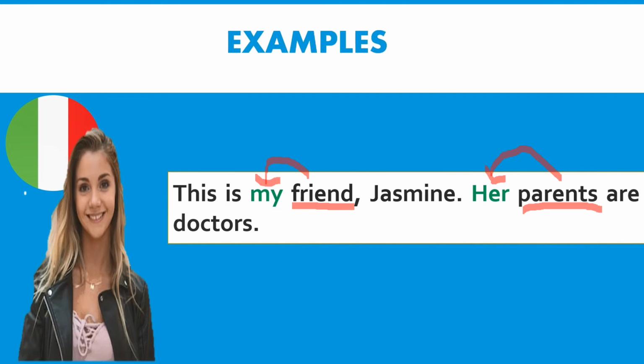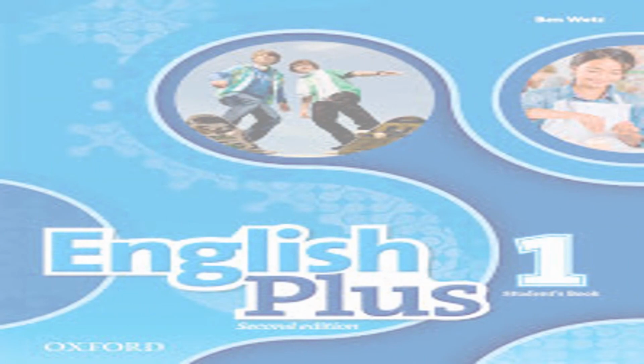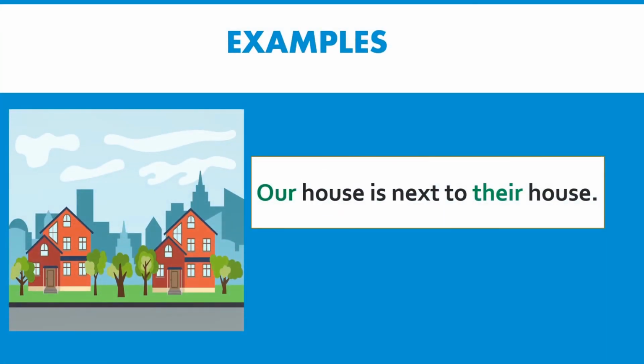Next, I'll give you another example. Our house is next to their house. This is a non-living thing example. Our house has a noun, so "our" is the possessive adjective. Next to their house, house is also a noun. It belongs to "their". Okay, the first one, our house, means it belongs to us, we, I and my family. And then "their" belongs to them or they, someone else and their family.